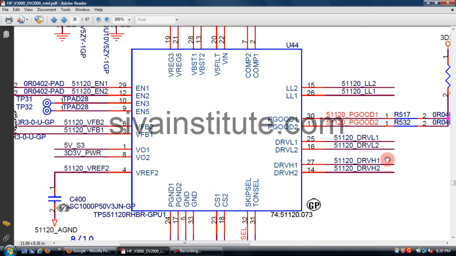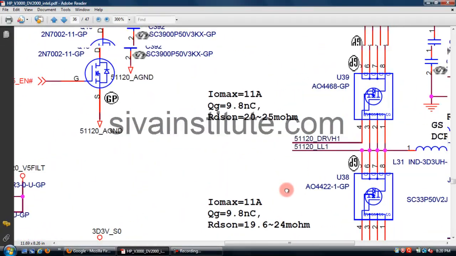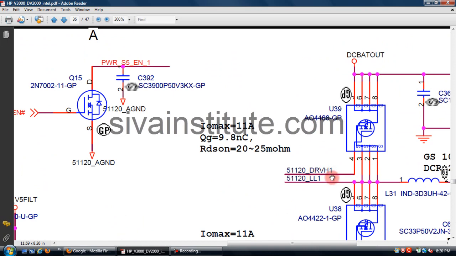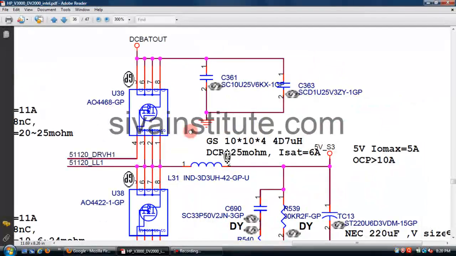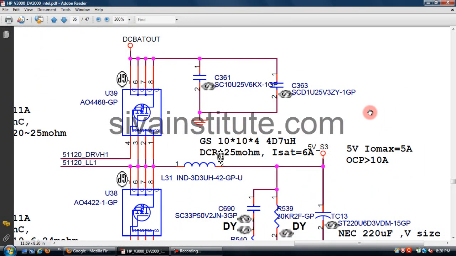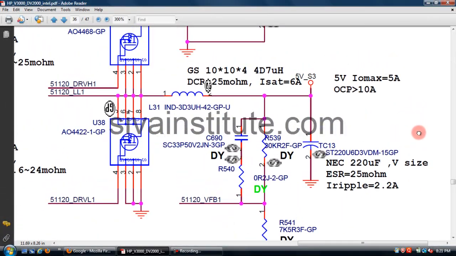This voltage comes out as 2 volts. This voltage goes to the output upper FET, drive H1. This voltage goes to pin number 4. When the gate voltage is high, this voltage comes out from drain to source. You should check this voltage at L31. This is the 5 volts regulator. See here, 5 volts S3. This is the 5 volts S3 point.